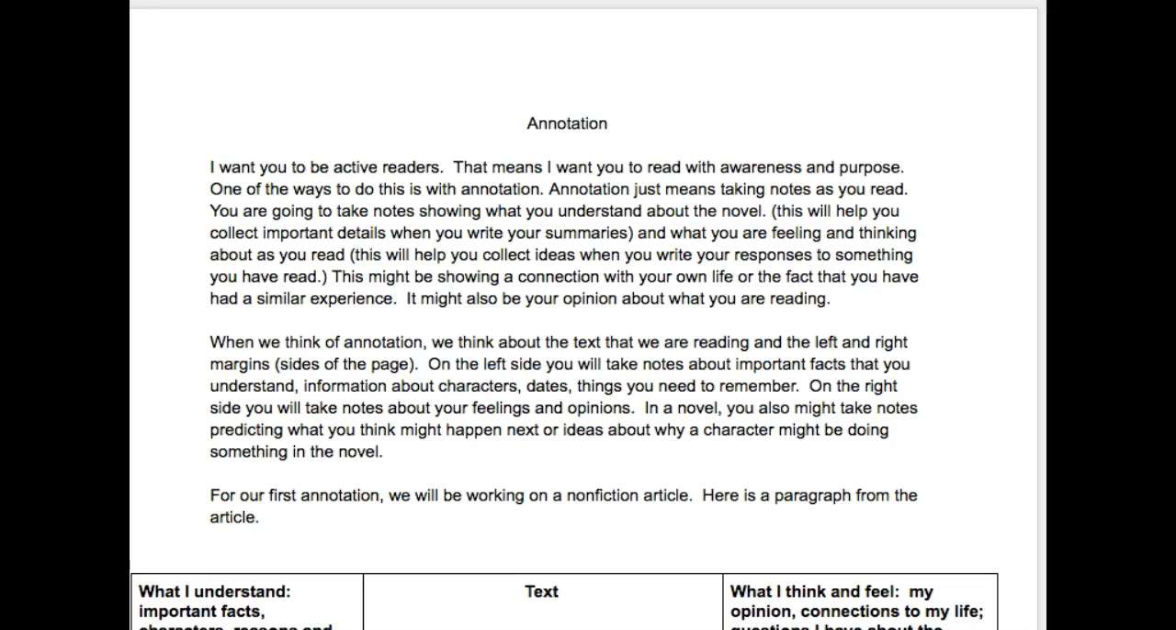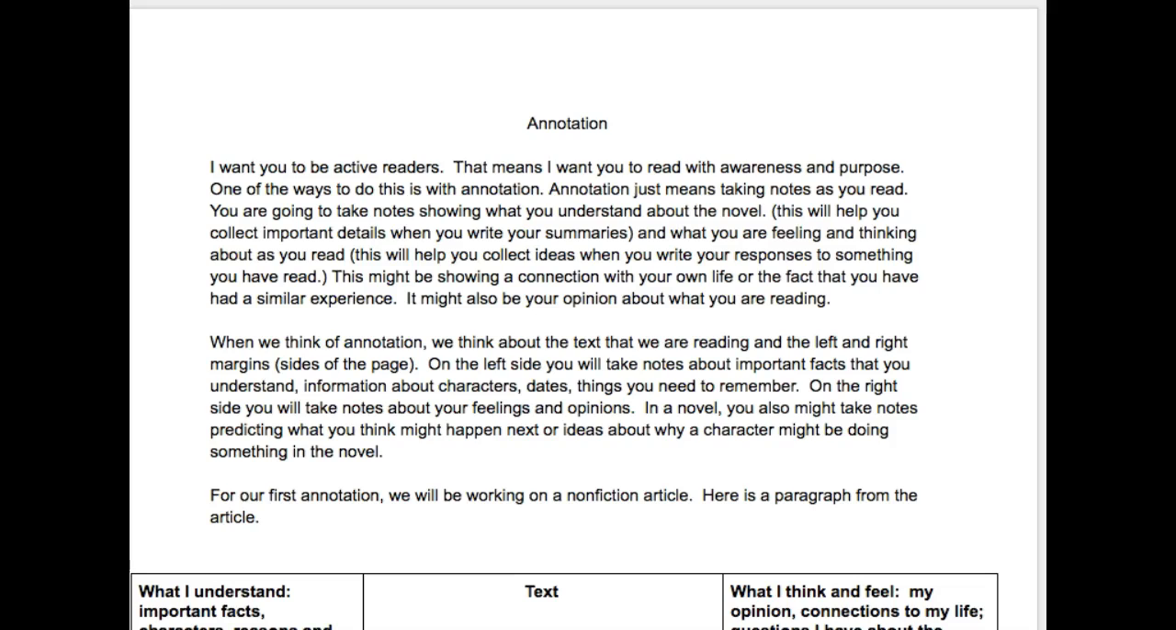Annotation just means taking notes as you read. You're going to take notes showing what you understand about the novel and the other articles that we will be reading. This will help you collect important details when you write your summaries later. And you will take notes on what you are feeling and thinking about as you read. And this helps you to collect ideas when you write your responses to something you have read.